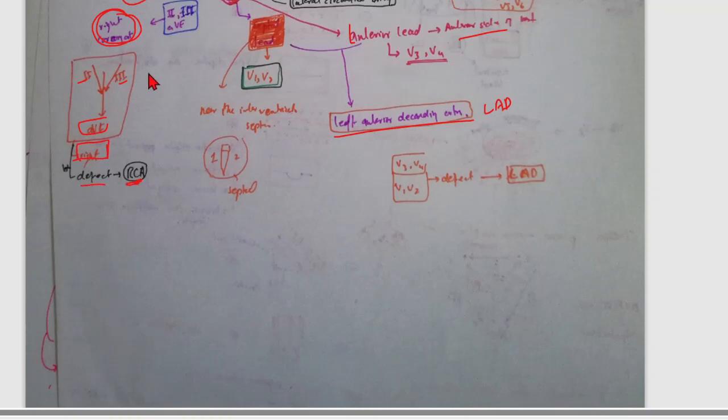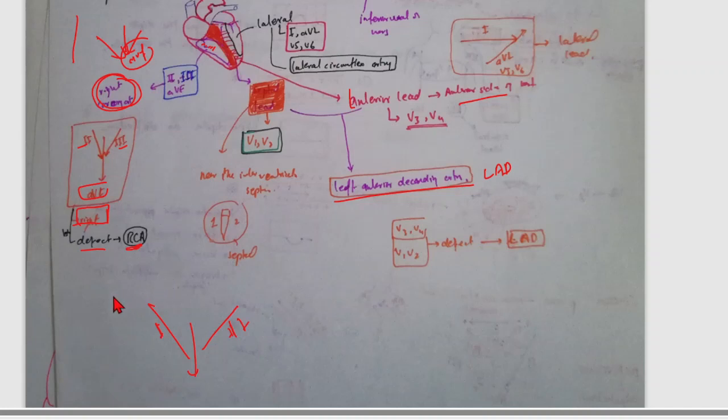So you have to remember that if there is abnormality present in lead 2, lead 3 and AVF, what will happen? The right coronary artery has a defect. Okay, now another thing is about the septum. The septal leads are actually V1 and V2. You have to remember, the septal leads are V1 and V2. If there is any abnormality, it is near the interventricular septum.